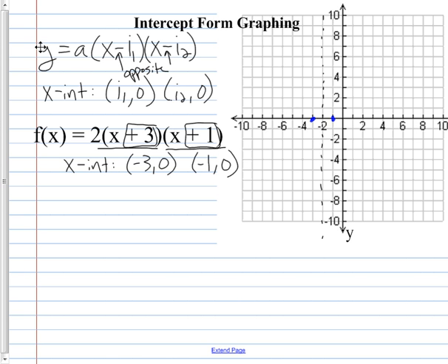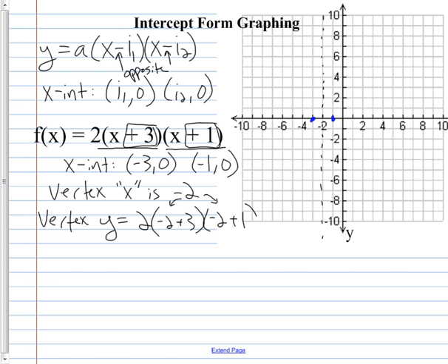Well, then how do we find where it is? Since it's on that line, we know that the vertex x value is -2, because -2 is right in between the -3 and the -1. All right? If we know the x value of anything, all we have to do is plug it in, and that will give us the y value. So the vertex y is just equal to 2 times (-2 plus 3) times (-2 plus 1). We're just plugging that -2 of the vertex into the equation, and then that will tell us where y is.